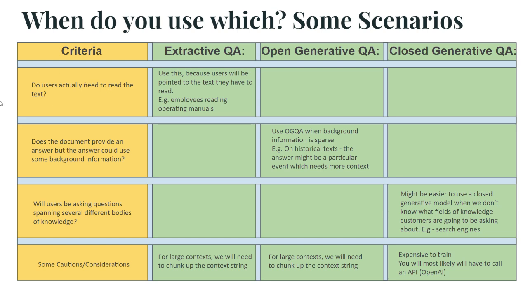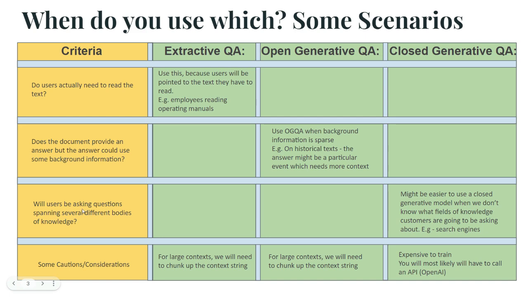Then the second criteria is if the document provides an answer, but the answer could use some additional background information. When I say document, I mean the context string. An example of that is going to be historical texts. So the answer might be a particular event that happened in time, but then the background information provided doesn't actually give enough information on that event in particular, so you can add some more context.